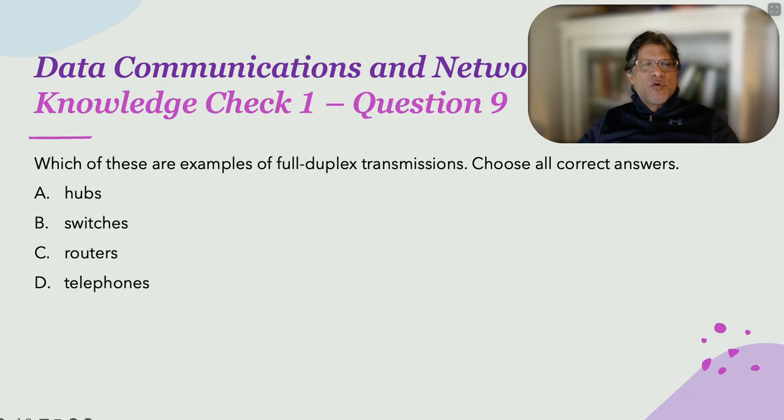We'll go to question number 9. Which of these are examples of full duplex transmissions? Choose all correct answers. So I'll let you think about that, and then we'll look at the answers. And the answer is switches, routers, and telephones, right? So these allow full duplex transmission. So basically, transmission is happening at the same time in both directions simultaneously. So nobody has to wait for anything.